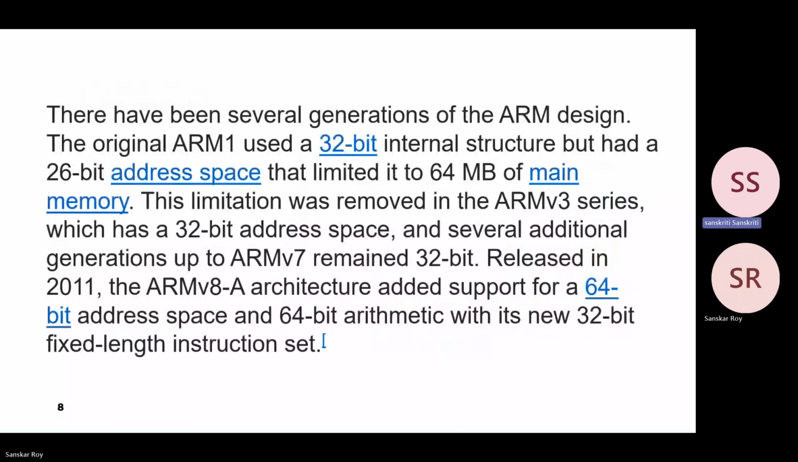Our next slide will tell us about some ARM microcontrollers. There have been several generations of ARM design. The original ARM1 used a 32-bit internal structure but had a 26-bit address space that limited it to 64 MB of main memory. The limitation was removed in the ARMv3 series, which has a 32-bit address space, and several additional generations up to ARMv7 remain 32-bit.